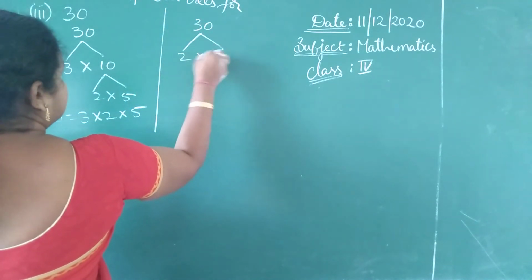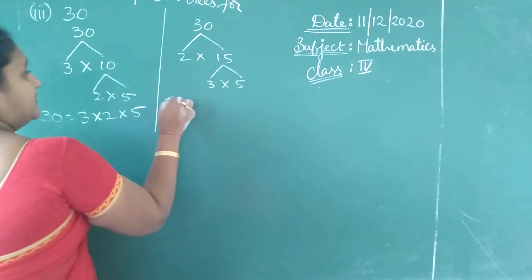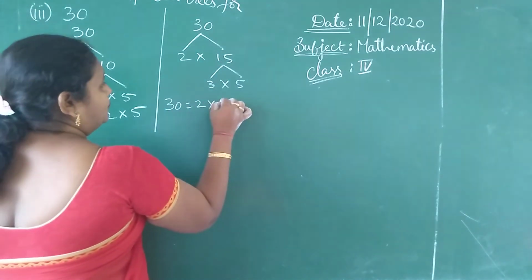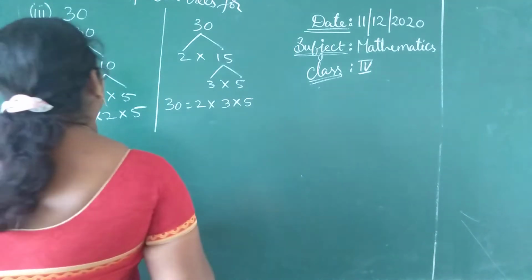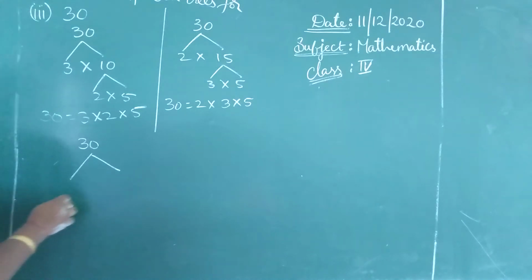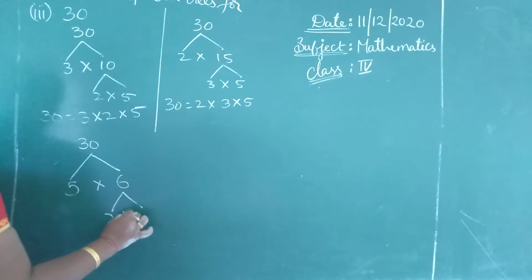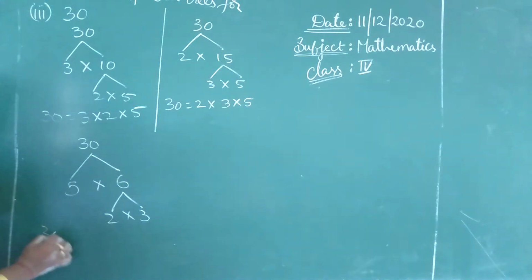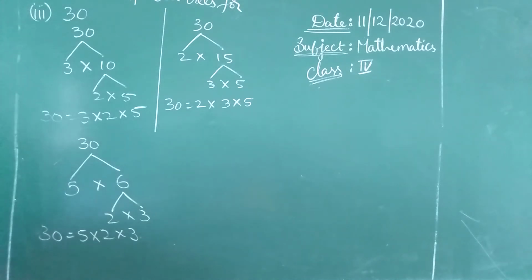2 fifteens. 15 can be written as 3 into 5. So simply, 30 can be written as 2 into 3 into 5. One more way of writing the factor tree of 30: 5 sixes are 30. 6 can be written as 2 into 3. So 30 can be written as 5 into 2 into 3. In 3 ways we can write the factor tree of 30.